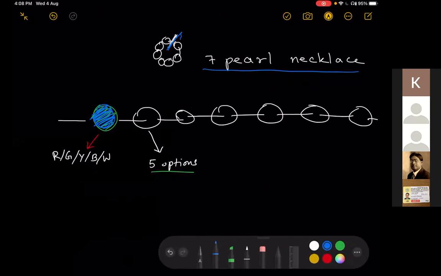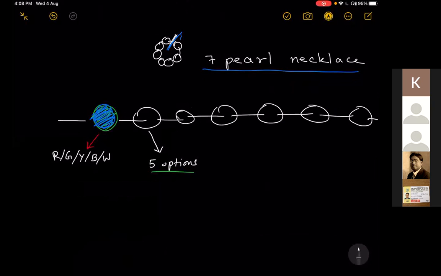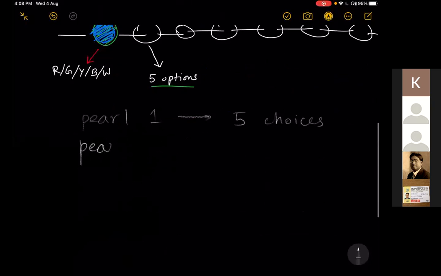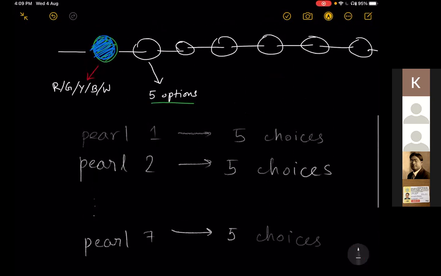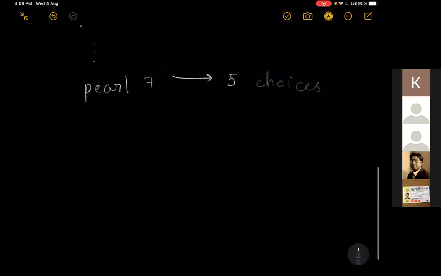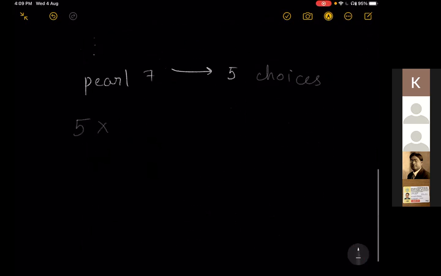So what am I saying is that pearl 1 has 5 choices. Pearl 2 has again 5 choices. And so on. Pearl 7 has 5 choices. So total, how many ways can I make this string? 5 into 5 into 5, to the power 7. Yes.